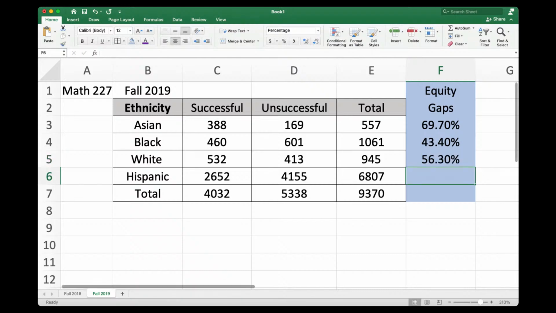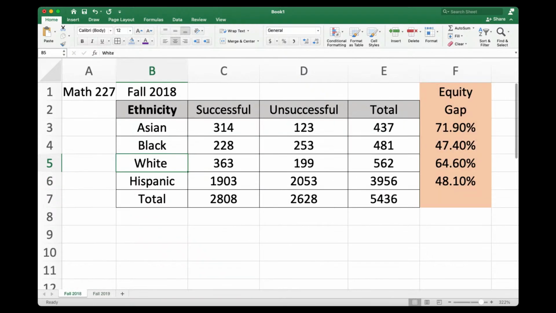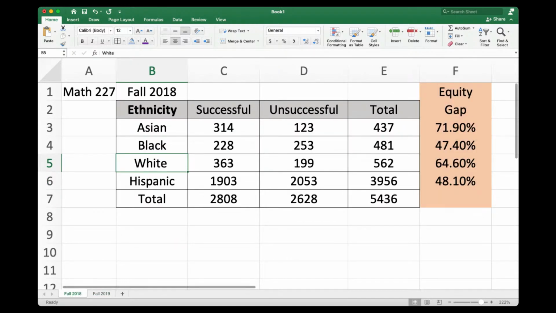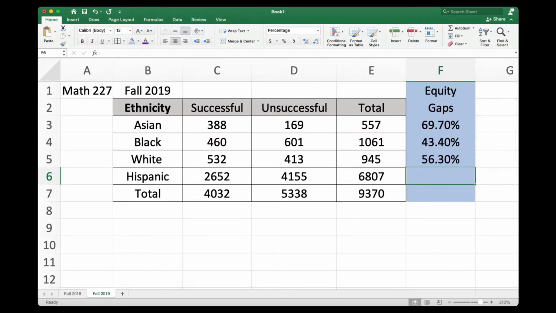56.3%. So if we look at this here, white students took a hit. They went from 64.6 down to 56.3%. So white students took a hit, ladies and gentlemen. It's not just students of color necessarily. White students took a hit there in success rates. Do you guys see what I'm saying? It's kind of an interesting scenario. Asian students took a slight hit. Black students took somewhat of a slight hit. White students took a bigger hit.